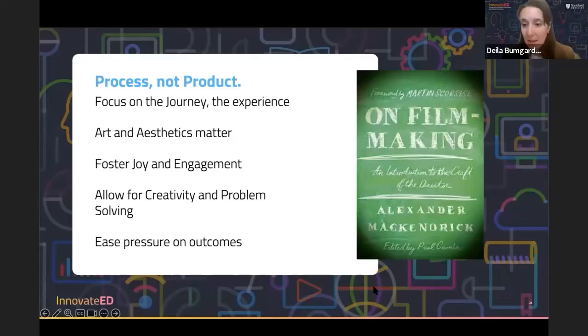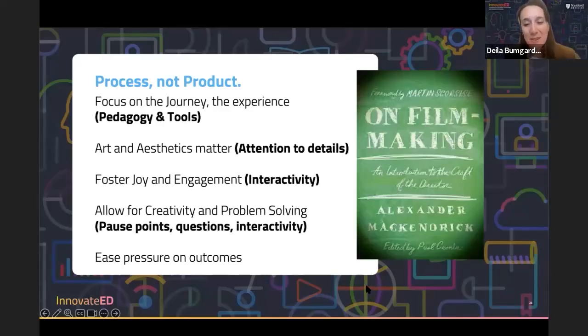Okay. And glad you mentioned the importance of art and aesthetics. Oh, I am an artist first before I came into instruction, so it's one of my nerdy passions. So with process, not product, kind of giving some context to these concepts. When you're focusing on the journey as a learning designer, this is the time that you spend on pedagogy and tools. What am I going to use to build this experience?